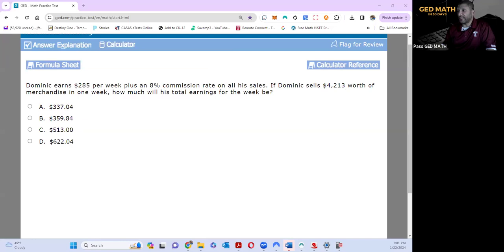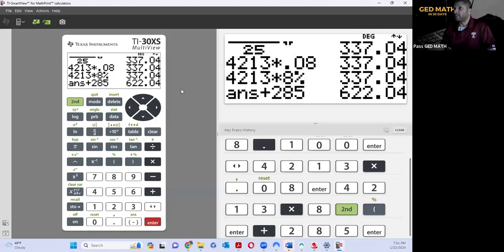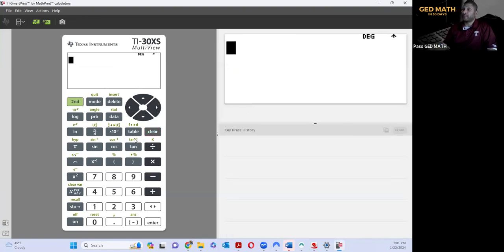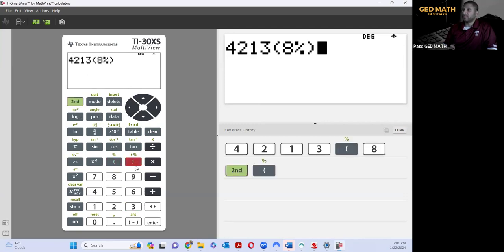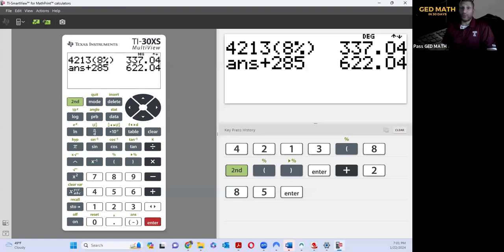Now, okay. How would I do it using the calculator? Again, I just showed you. So go in here, grab that calculator. Do it all again. Okay. 4213 times 8% plus 285. 15 seconds, 622.04.